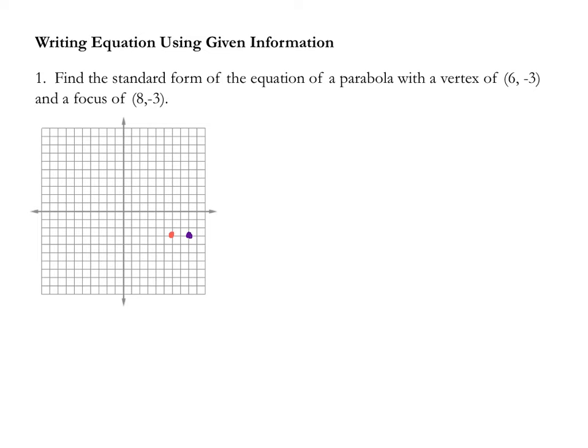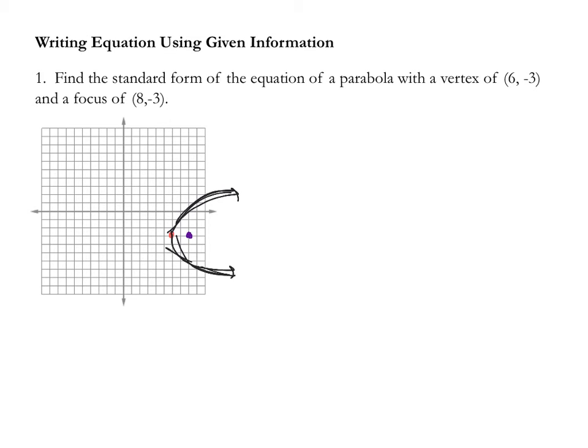So just by having those two pieces of information, it's going to help me decide what's in control right now. Because this red point is the vertex, and I know that the parabola goes around the focus point, I know that it's facing that way.